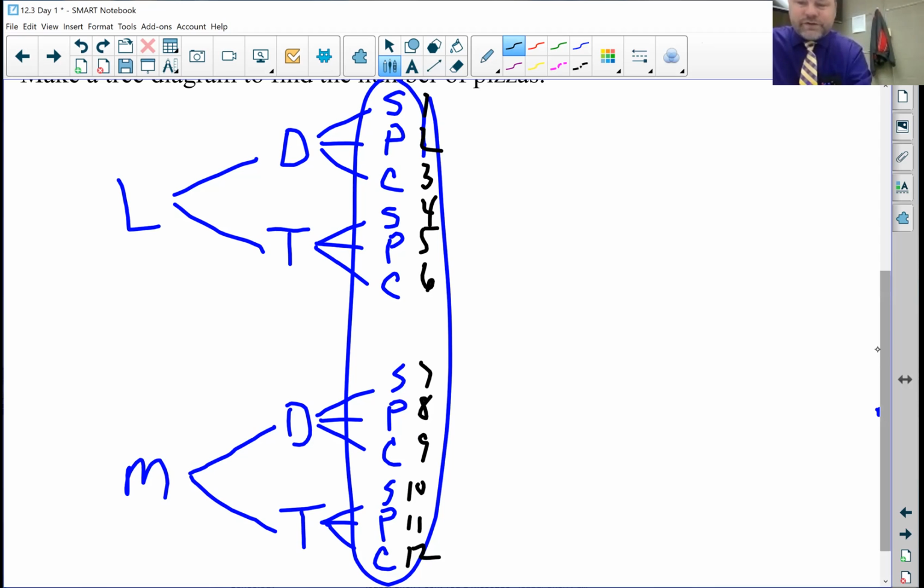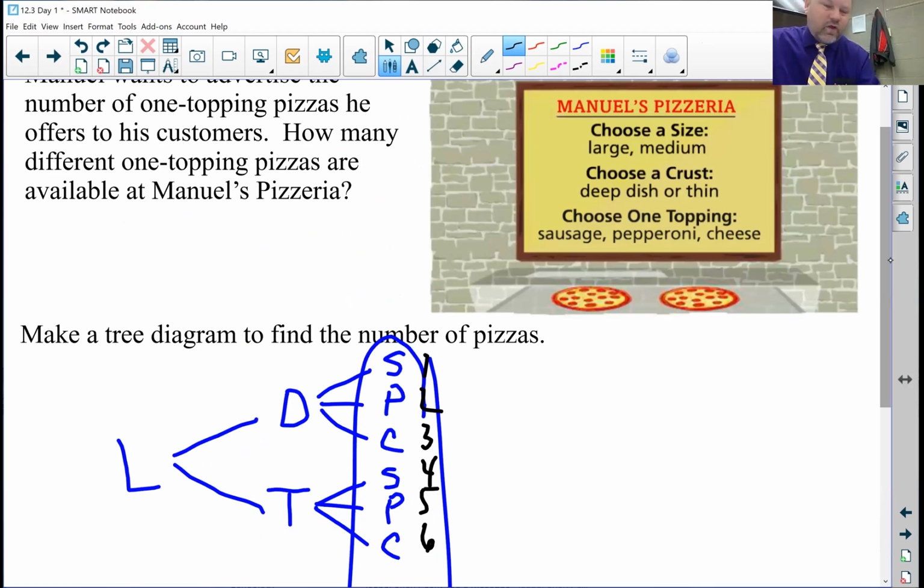Okay. So one way to do that, and I think it takes a long time, is to draw out that tree diagram. We could also use that fundamental counting principle, which says take the number of different choices we have for size, 2, times the number of choices we have for crust, 2, times the number of choices we have for that one topping, 3. And 2 times 2 times 3 does equal 12.